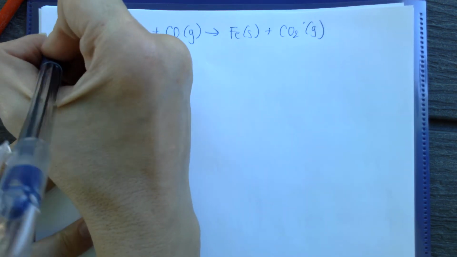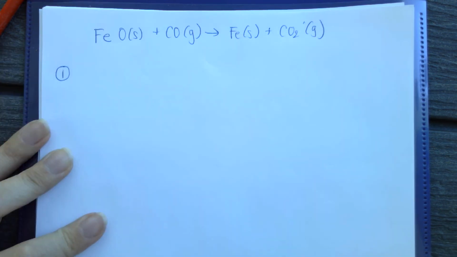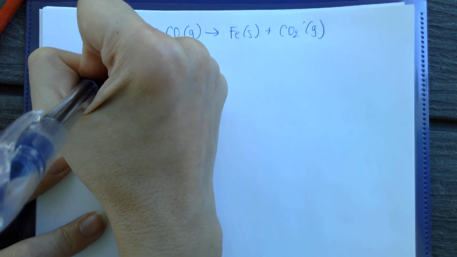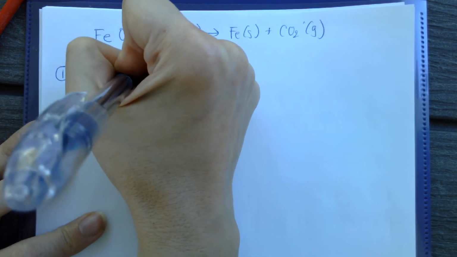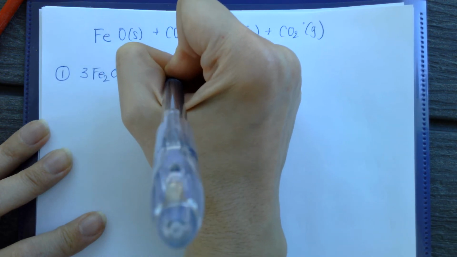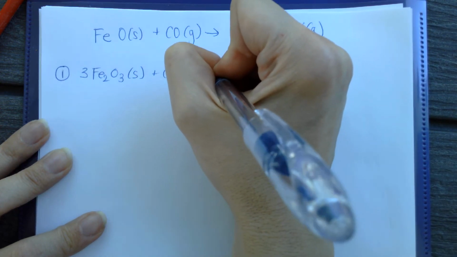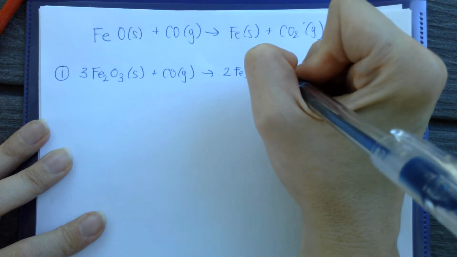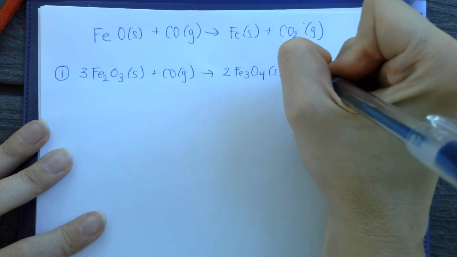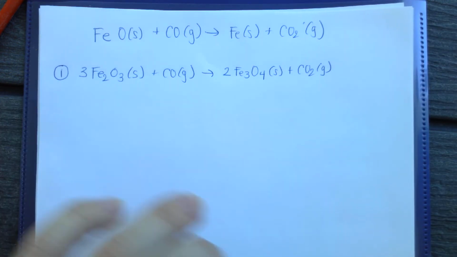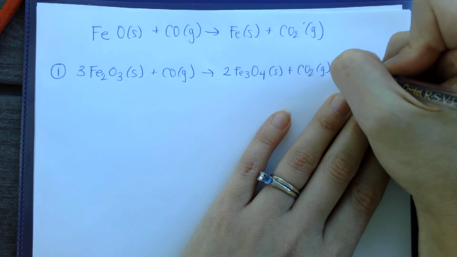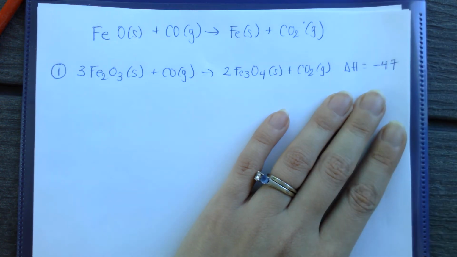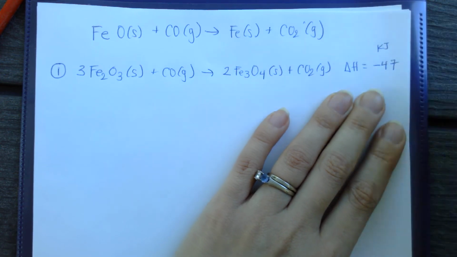So the 3 reactions we have to build from are kind of a little bit odd. For the first one, we have 3 Fe2O3 solid plus CO gas to give us 2 Fe3O4 solid plus CO2 gas. For this one, the delta H of this reaction is negative 47. These are in units of kilojoules.